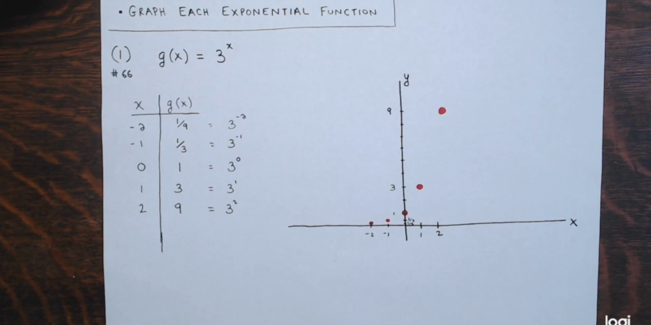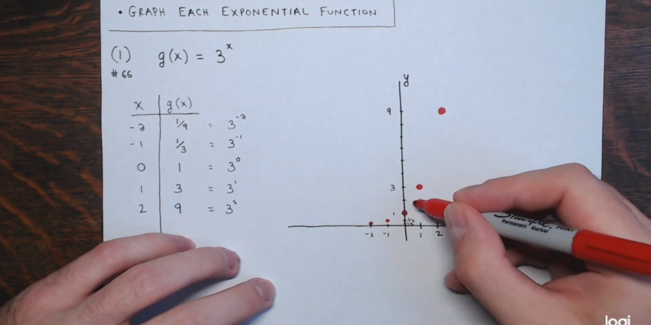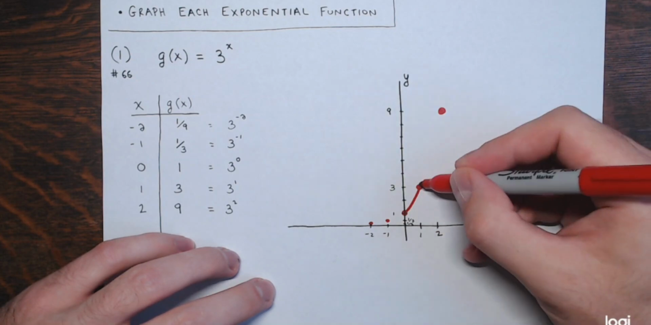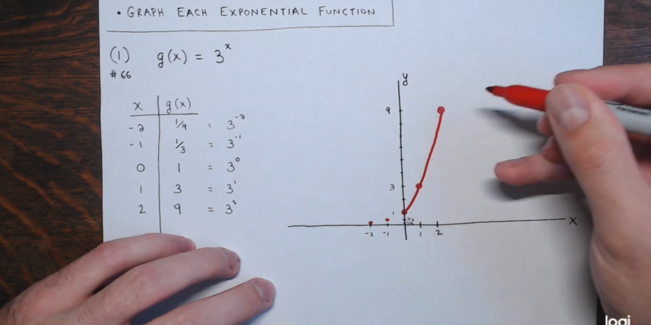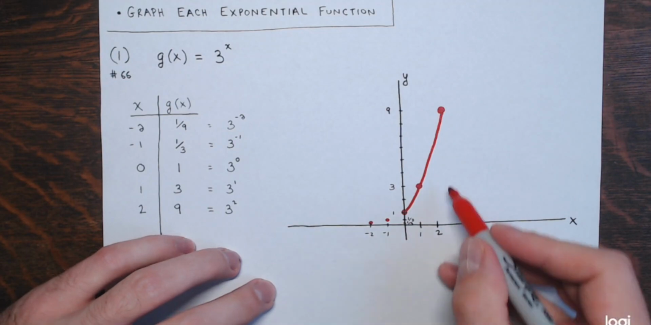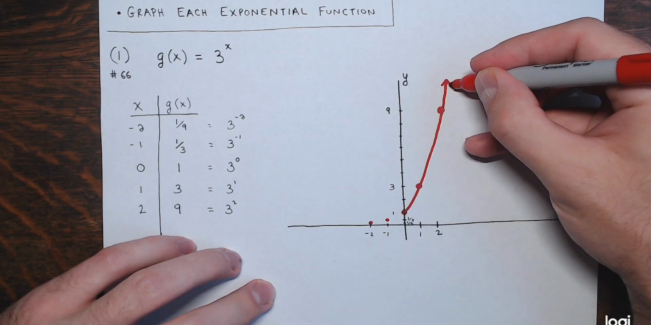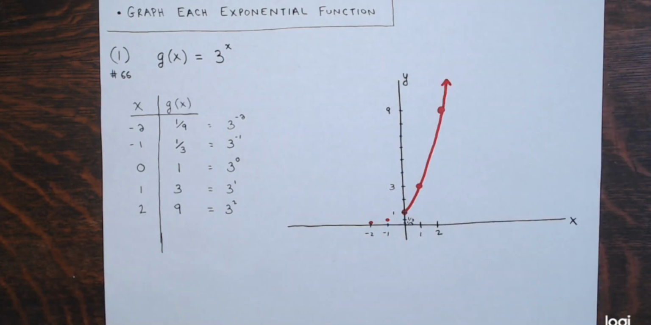All right. Let me show you the rest of the graph here. So from this point 0, 1, again, it's very curvy. It just curves upward, upward. And then if I were to plug in 3, 3 to the 3rd power is 27. This is shooting up quite quickly. So a little arrow at the end there.